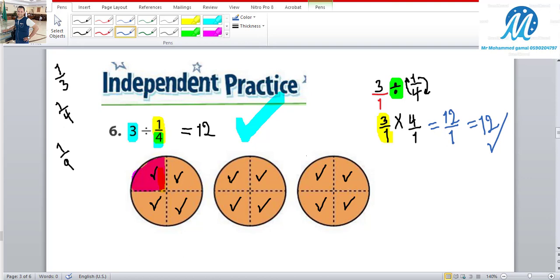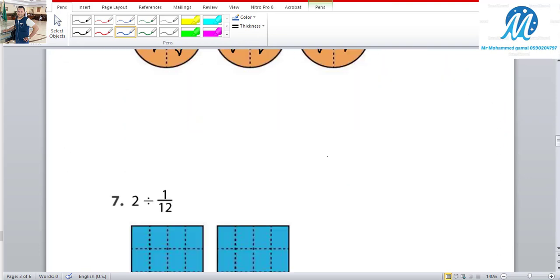The same answer. So for this lesson, the fast way will be better. Just multiply the whole number by the denominator, 3 times 4. Okay? But you have to study this mathematical way as well. You have to know about it. Okay? So let's take another one.